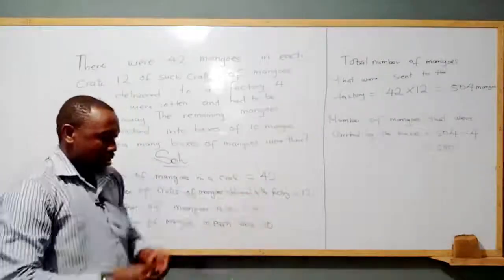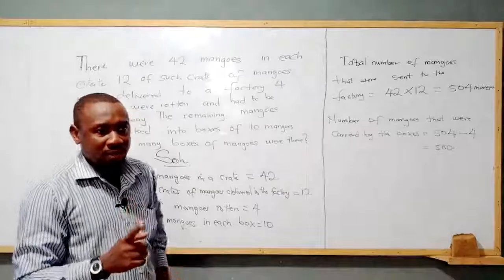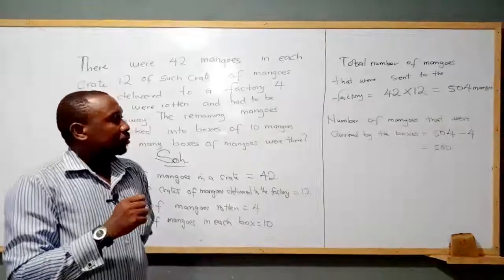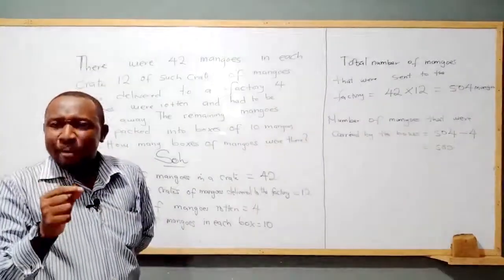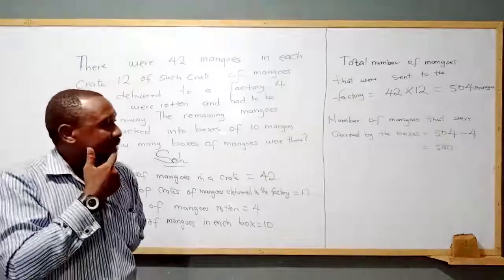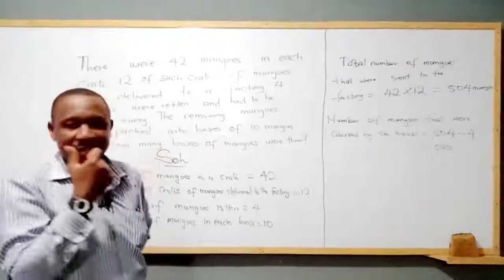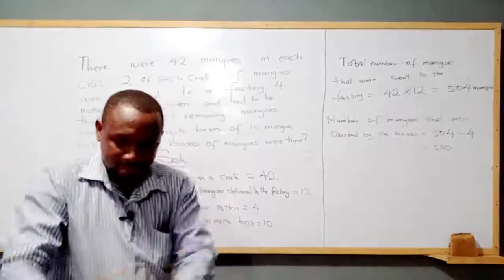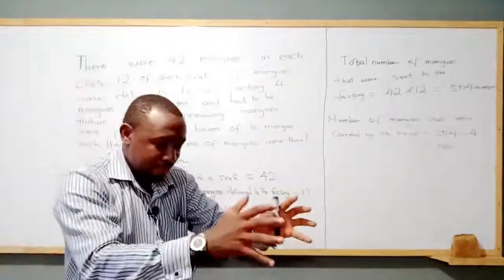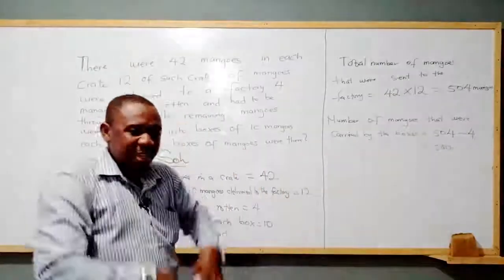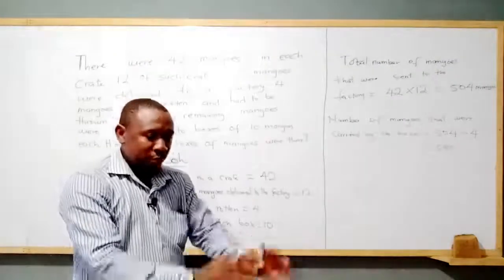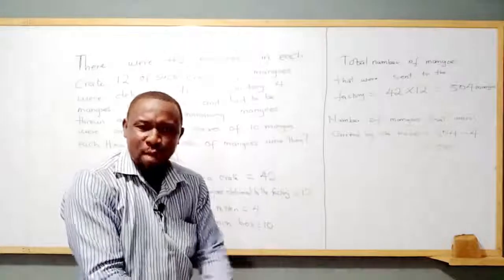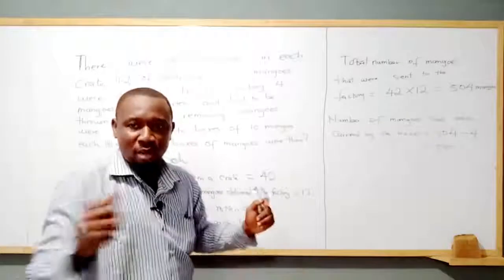The number of boxes that should be made available is, you need to find the number of tens in 500. You group the mangoes into 10, 10, 10, 10, 10, and each 10 can be contained in a box. So each 10 represents a box, because each box can contain 10 mangoes.